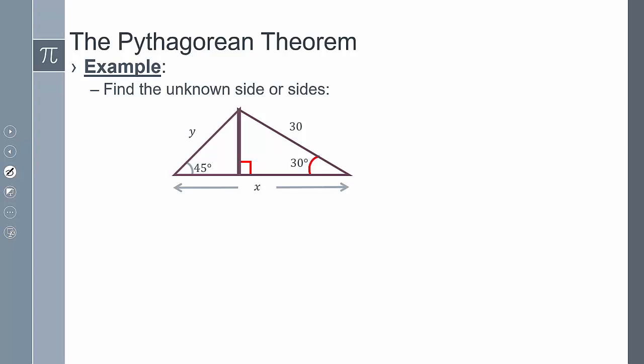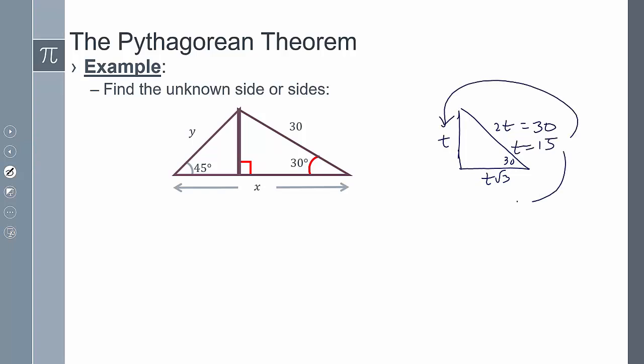So I have a 30, 60, 90 triangle and a 45, 45, 90 triangle. Well, for the 30, 60, 90, for this one right here, that's 30. So this is t root 3, and then this is 2t. So I know that 2t equals 30, so t will equal 15. So if I plug that back in, this is 15, and this is 15 root 3.